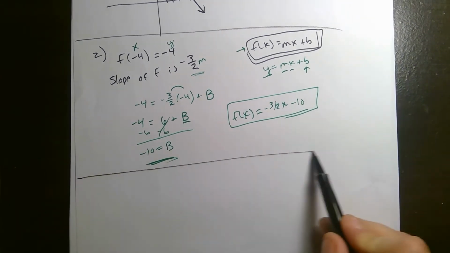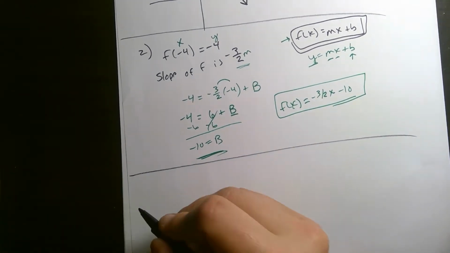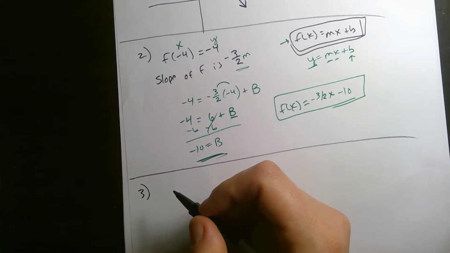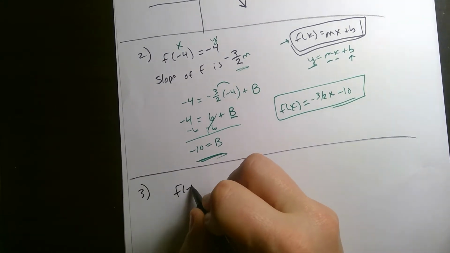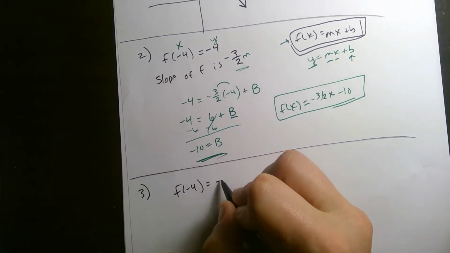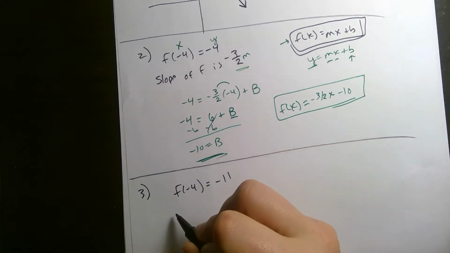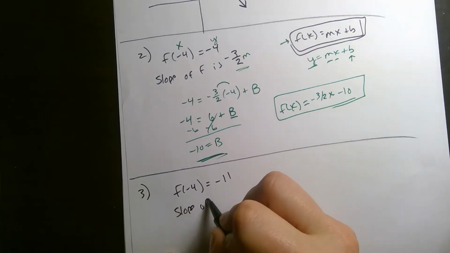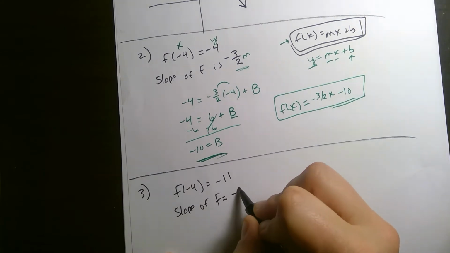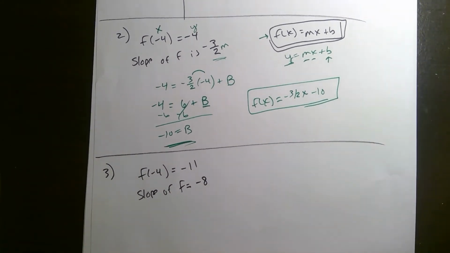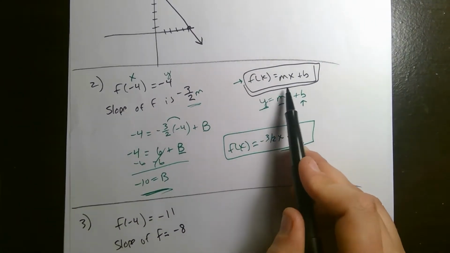All right, we're going to do one more like this just to make sure that you have a good idea of really what's happening. And so number 3, the same thing. We're going to get f of negative 4 is going to equal negative 11. And we're going to find out that the slope of f is equal to the number negative 8. And again, our end goal is to have a function in slope-intercept form.